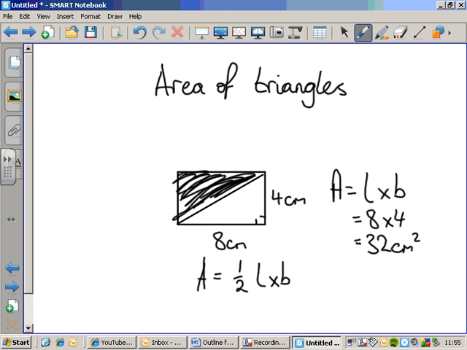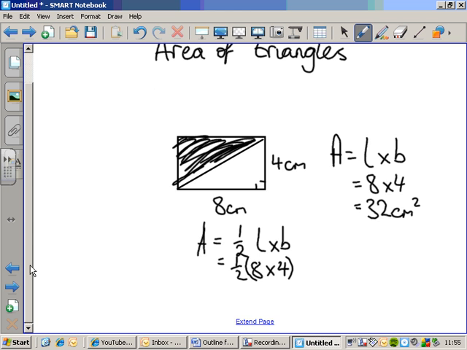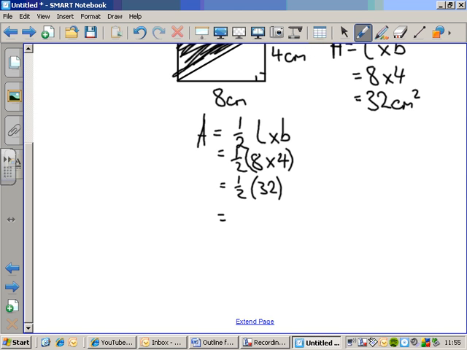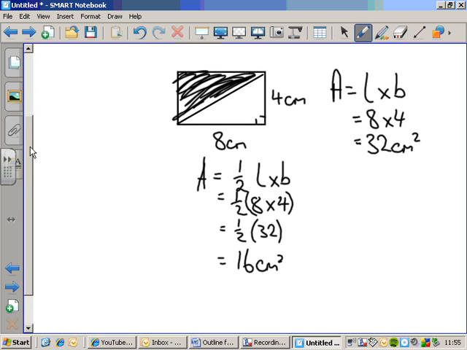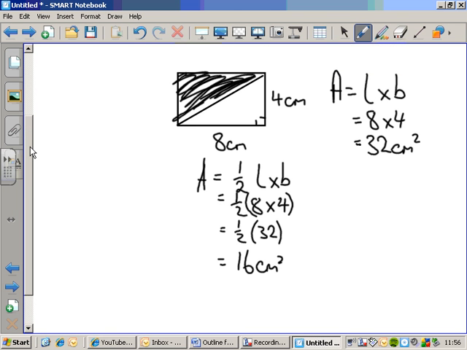In this case, 8 times 4, because as we just found out, half of 8 times 4 will give us the area. Half of 8 times 4 is half of 32, and that's going to be 16 centimeters squared. So from starting with our rectangle and cutting it in half, we can see that the area of a triangle is going to be half of what I call there the length and the breadth.